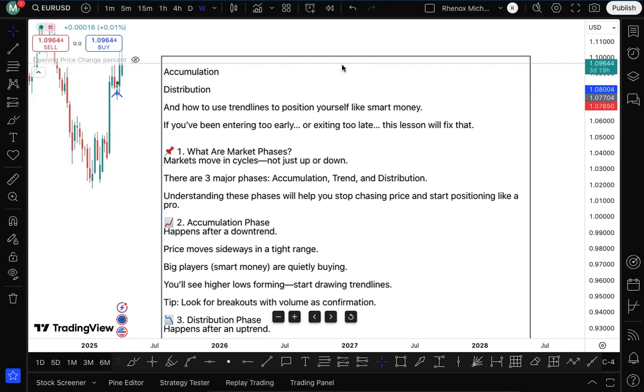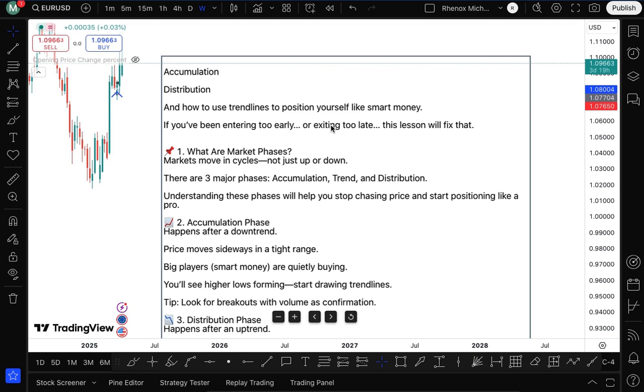I'll be teaching you today accumulation, distribution, and how to use trend lines to position yourself like smart money traders do. Okay, so now most traders lose money not because they can't read charts, but because they have no idea where they are in the market cycle. You know, the market moves in waves, more like phases. But if you don't understand these cycles, you can't get to stay long in the game.